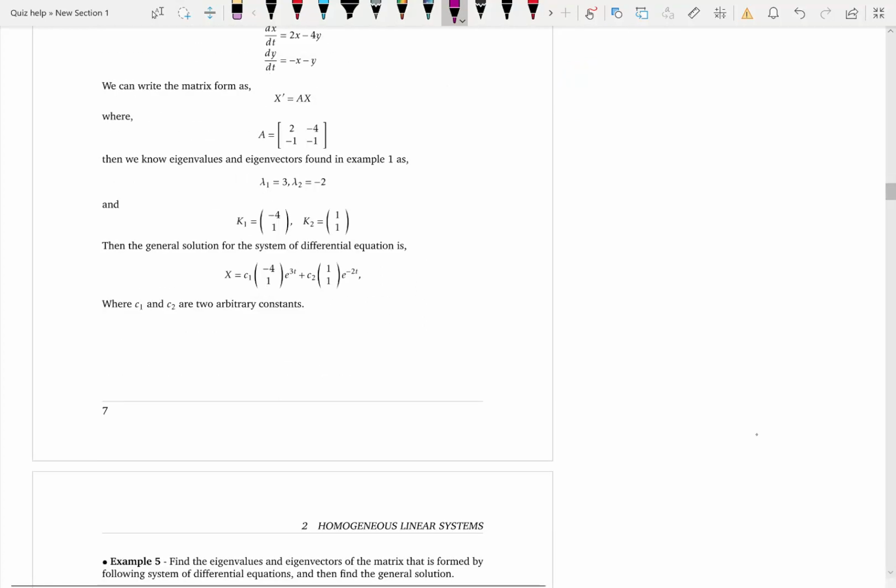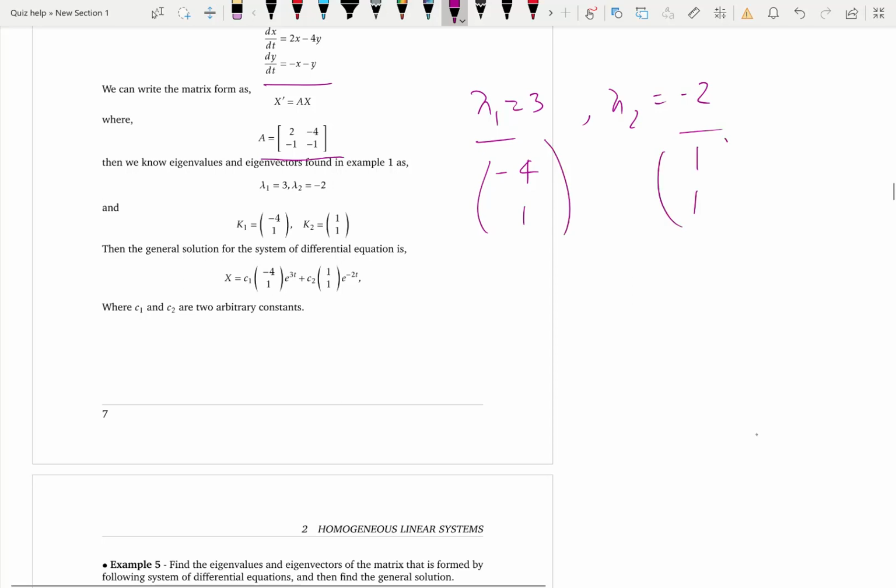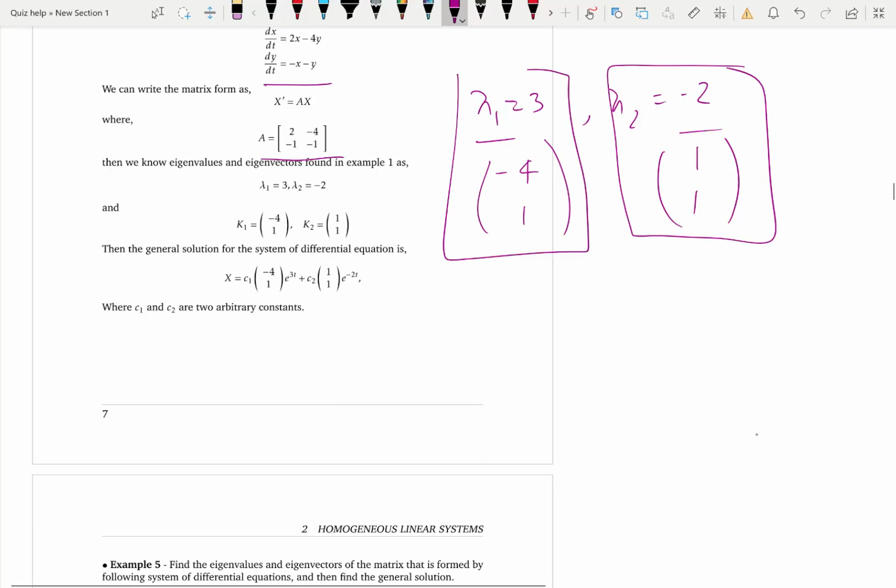So here, you have this differential equation. You write the matrix A, you find the eigenvalues. Let's say the eigenvalues are 3 and negative 2. Because you have a 2 by 2 system, you should have 2 eigenvalues. They are distinct clearly, right? They are not the same thing. Now, let's say the eigenvectors are (negative 4, 1) and (1, 1), the corresponding eigenvectors. So this is an eigenpair, eigenvalue and eigenvector.